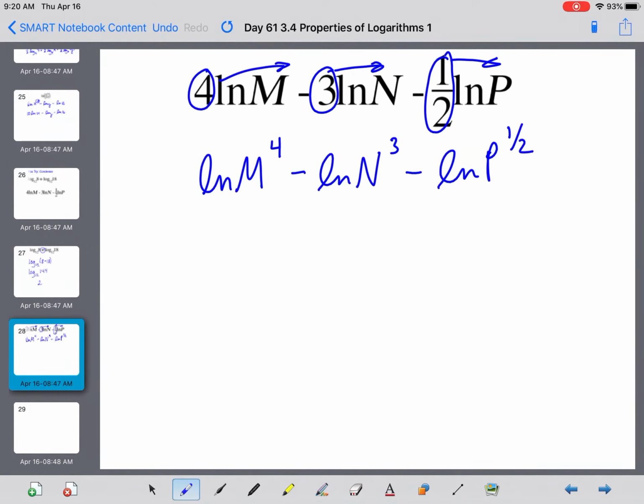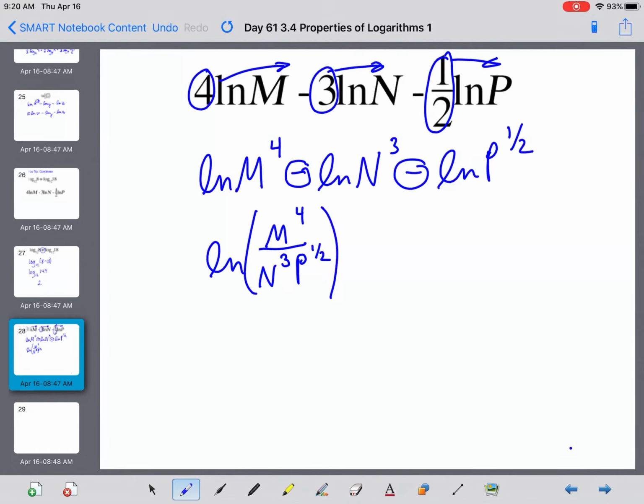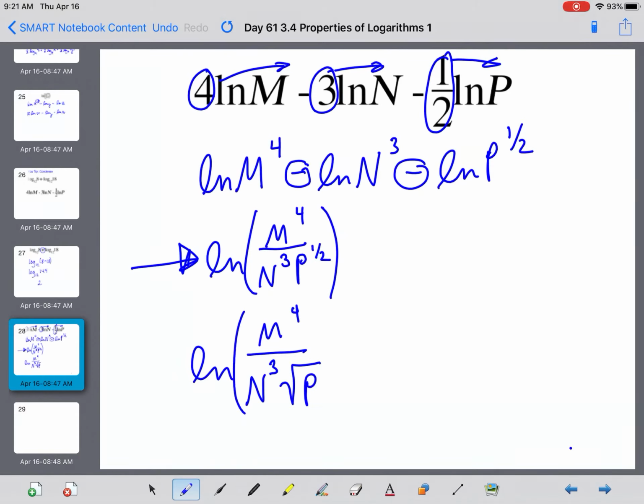Okay, so next up I'm just going to look at what signs I have. Both of these are being subtracted. So that tells me that the natural log of m to the 4th, so m to the 4th, is going to be in the numerator of the argument. And then if I'm subtracting n to the 3rd, that goes down into the denominator. And I'm subtracting again p to the 1/2 power. That would also go in the denominator. So you could write it like we have it up here, or the only other thing you could do would be to replace the 1/2 exponent with the square root. Either should be just fine.